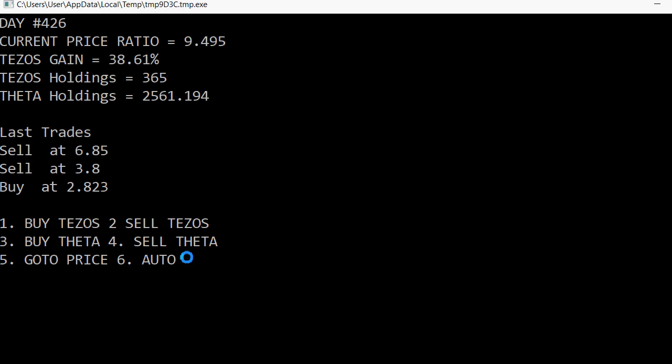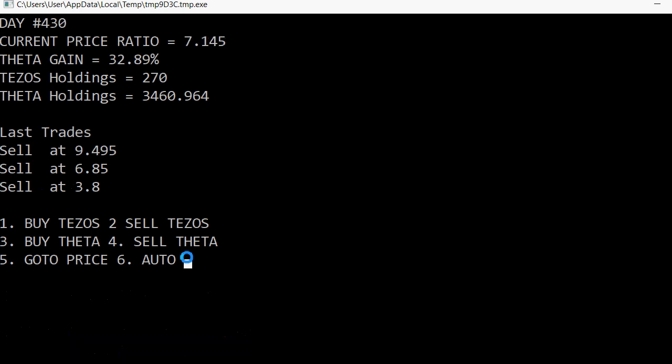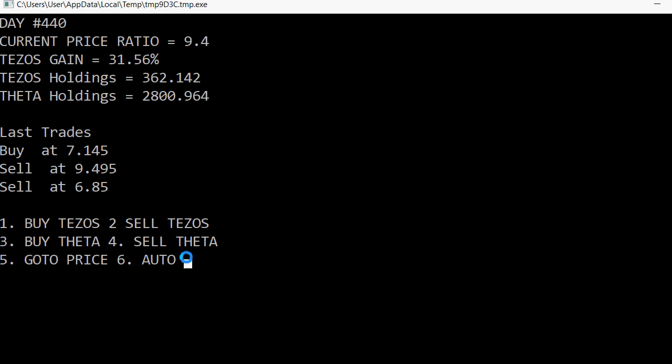Let's do it again. And Tezos gained 38%. So you got 365. Maybe go like 95 or something. And then another 900 more theta added. And now theta's got a gain. So we can sell maybe 600 or so of that 900 that we got. And now Tezos gains 31%. Maybe 92. And now I got 170 more Tezos than I started, and like double, like 2x on the theta and like 2.7x on the Tezos.